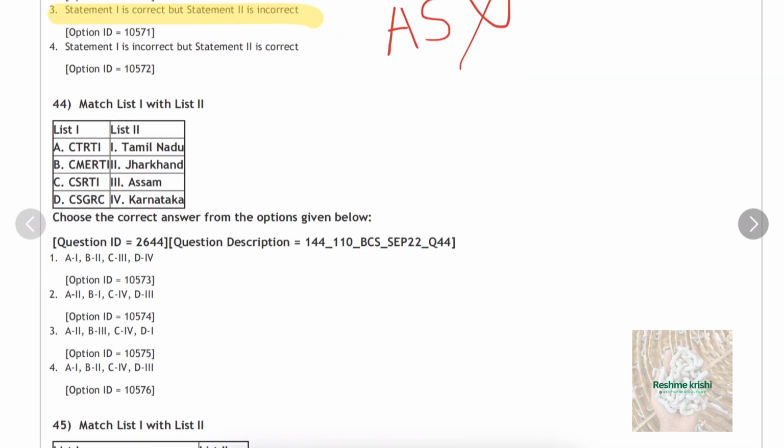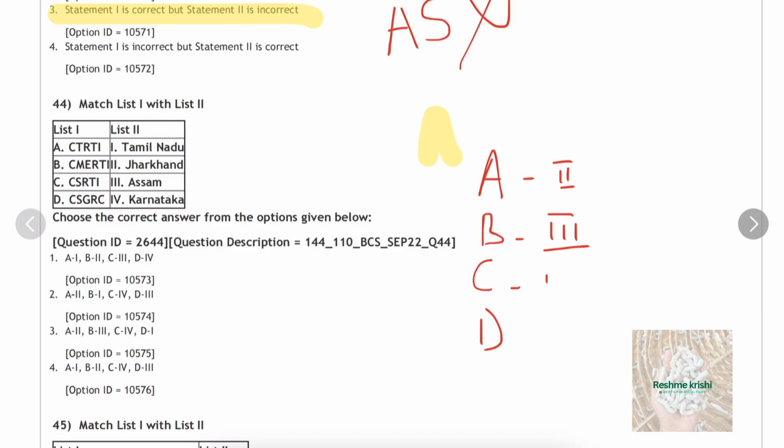Okay. Then again, the match the following. I always say there will be questions based on geographical locations. They always come in the question paper, and they are very easy. See, if you see here, A, B, C, D. CTRTI is in Ranchi, Jharkhand, right? Then CMRTI is in Lahdoigarh, Assam. Next comes CSRTI Berhampore, West Bengal, and Pampore, which means Jammu and Kashmir.